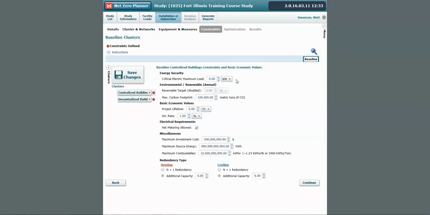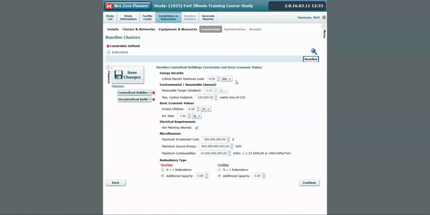Or, if it's a centralized group of buildings, we might also have engines or turbines in the central plant that could be used for cogeneration to provide both power and heat, and that would also be compared then to the decentralized solution. So using the optimization, we can look at lots of different types of total system architectures and determine the most cost-effective way to meet those goals.